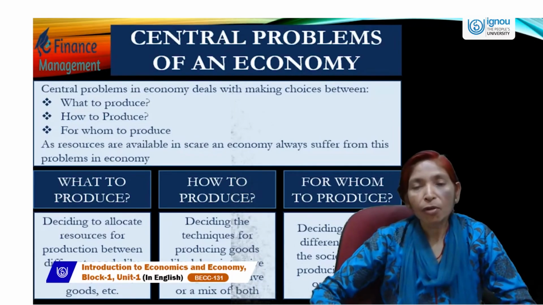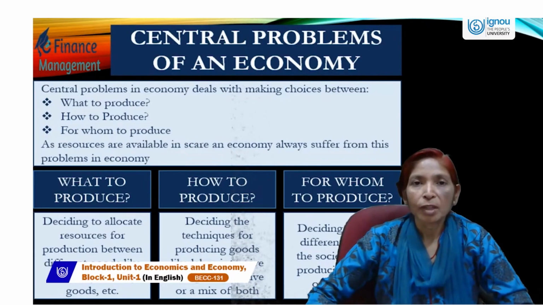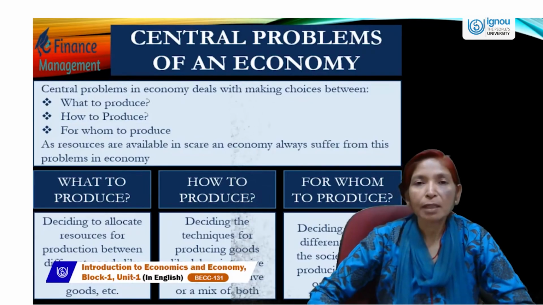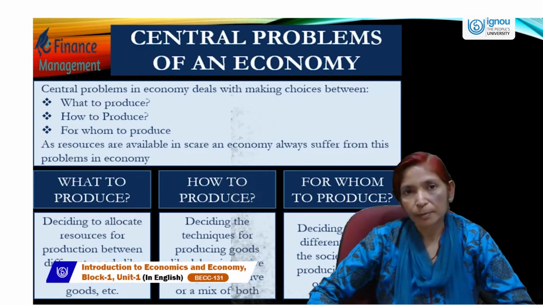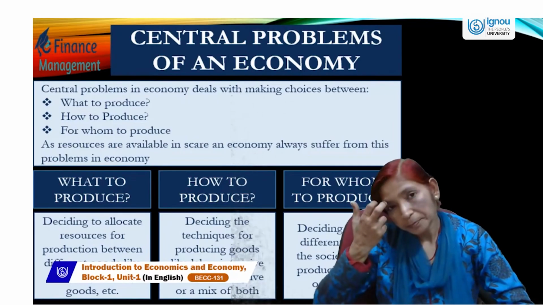You know that there are four factors of production: land, labor, capital, entrepreneur. The reward for using land is rent. Reward for labor is wages. Reward for capital is interest. And reward for entrepreneurship is profit. All these factors of production get rewards in the form of rent, interest, wages, and profit.